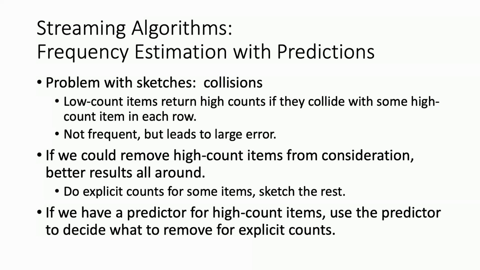So if we just knew what these high count items were ahead of time, and there can't be too many of them because they're high count, if we knew what they were, we could just pull them out and actually count them and leave this approximate structure for the long tail of low count items.